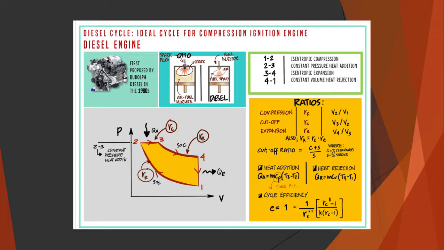This equation can be arranged to form with the compression ratio, where eta diesel is the maximum thermal efficiency of a diesel cycle, CR is the compression ratio, and k is equal to Cp over Cv or 1.4. Next slide.